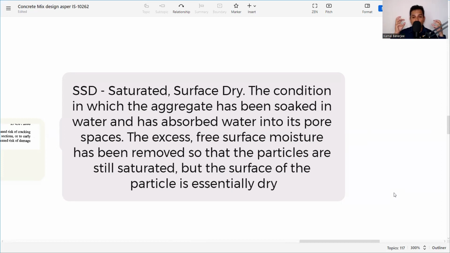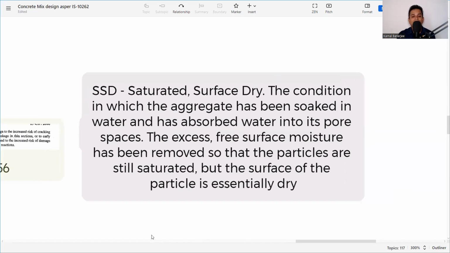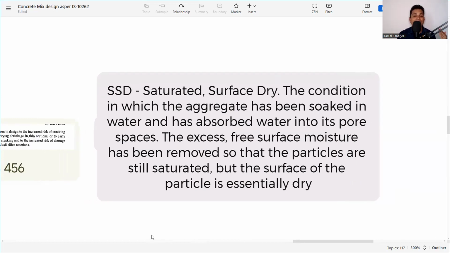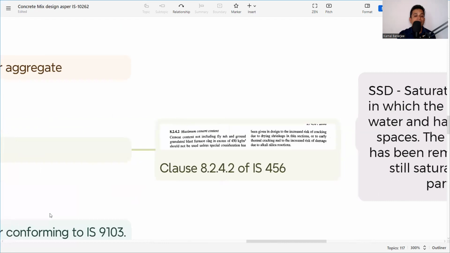So whenever we pour water into the mix, the water will not be absorbed by the coarse aggregate and the fine aggregate. That is why it is in the SSD condition. But it is very difficult to make it an SSD condition. So that is why we need to correct the moisture content, and also correct the quantity of coarse aggregate, fine aggregate, and the free water which we are adding into the mix. So this is the SSD condition.